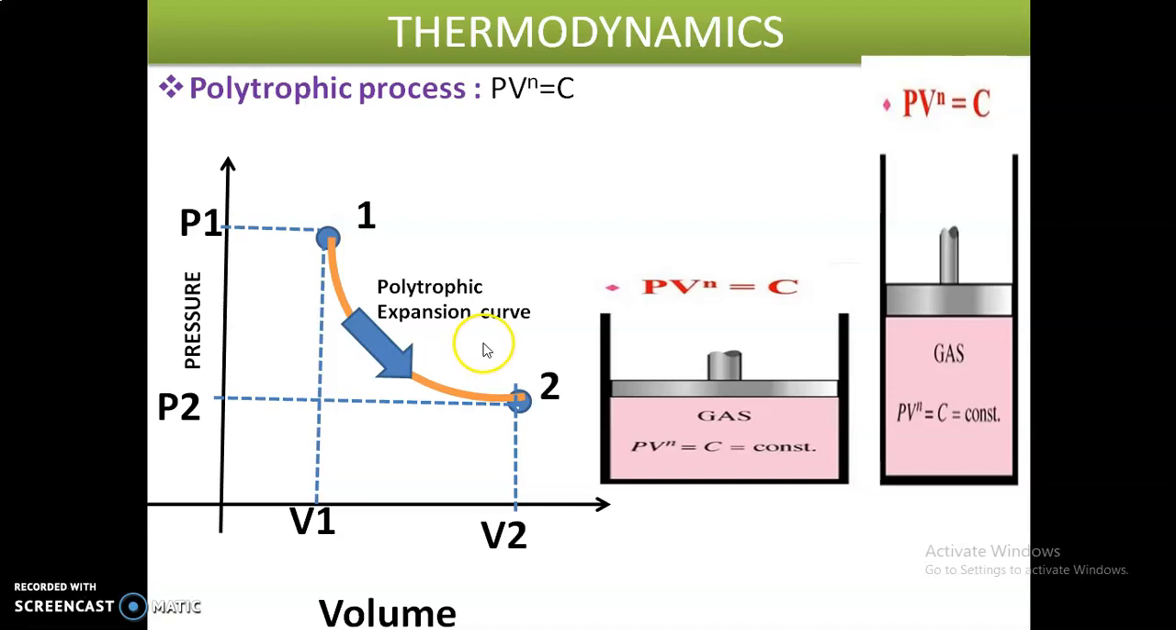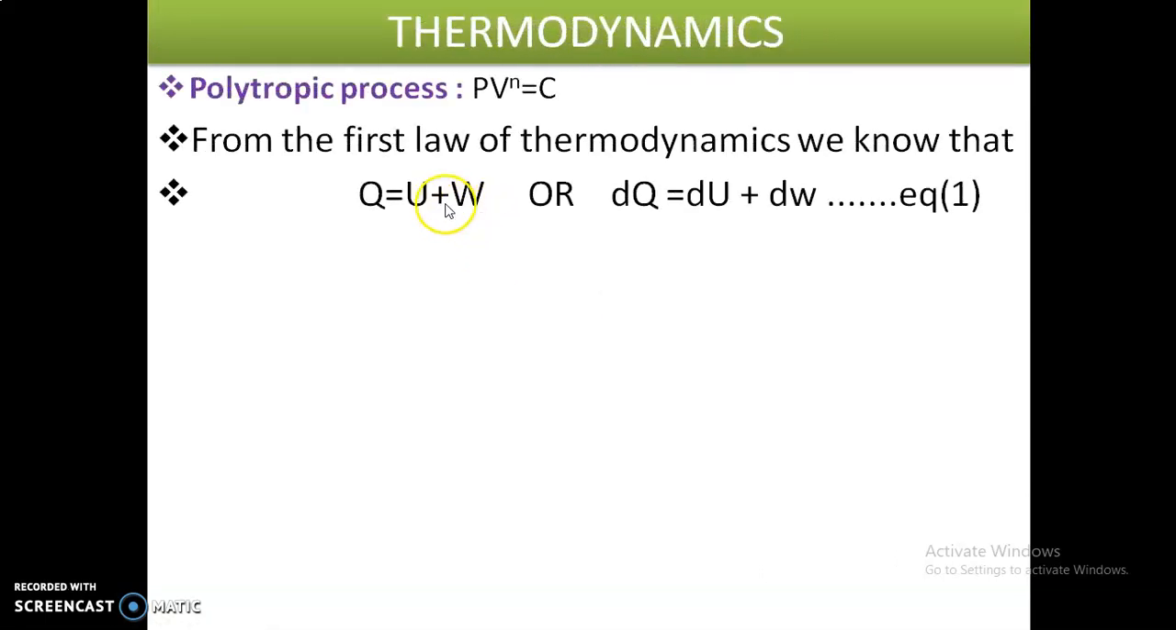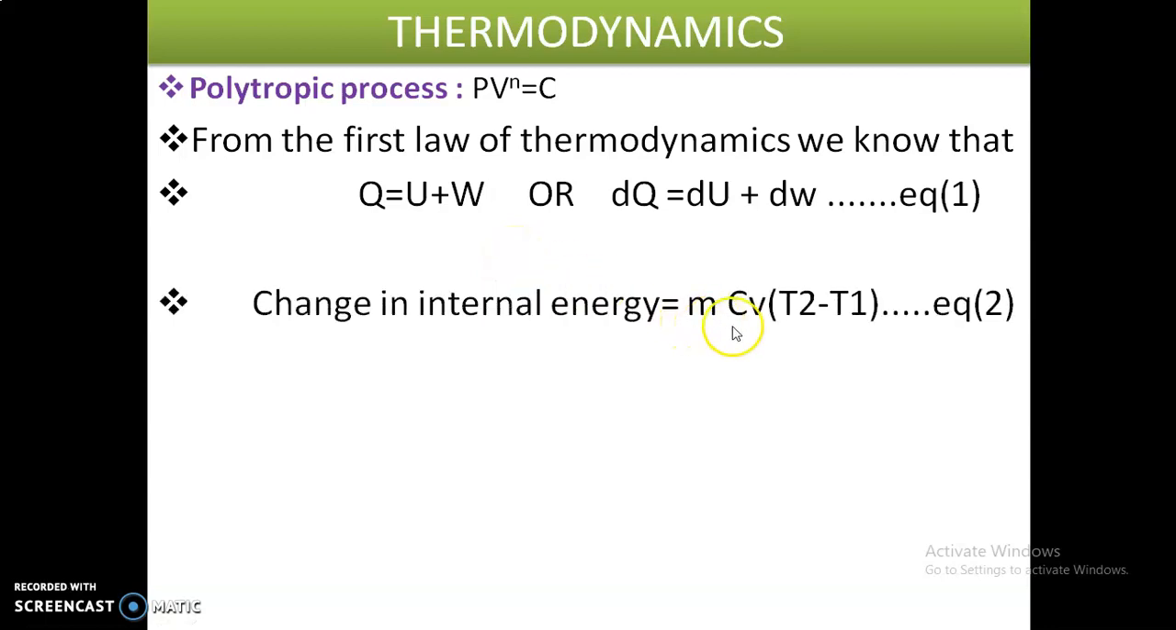We know from the first law of thermodynamics that Q = U + W, where U is the change in internal energy and W is the work done by the gas, or dQ = dU + dW. This is equation number 1. First we need to find the change in internal energy. We already derived the change in internal energy formula in the last class, that is mcv(T2 - T1). This is equation number 2.